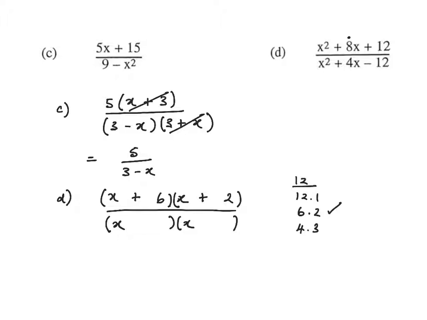Factors of 12, but we want a 6 and 2. Well, we want a 4, so it's going to be 6 and 2 again. This indicates that the signs in the brackets are different, and we want to be able to get a plus 4, so it's going to be plus 6 and minus 2. And these two cancel, and we're left with x plus 2 over x minus 2.